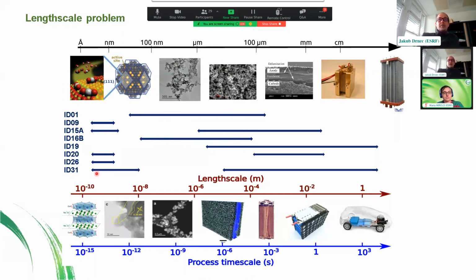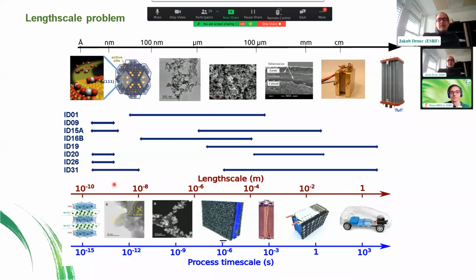Now we have, for example, the absorption beamlines, ID26, which look at the atomic scale of the material, and ID31, which I will show the results from, the beamline which we operate here. And Marta is a junior scientist at this beamline, right? And then we look with the diffraction techniques, so elastic scattering techniques, at atomic scale.